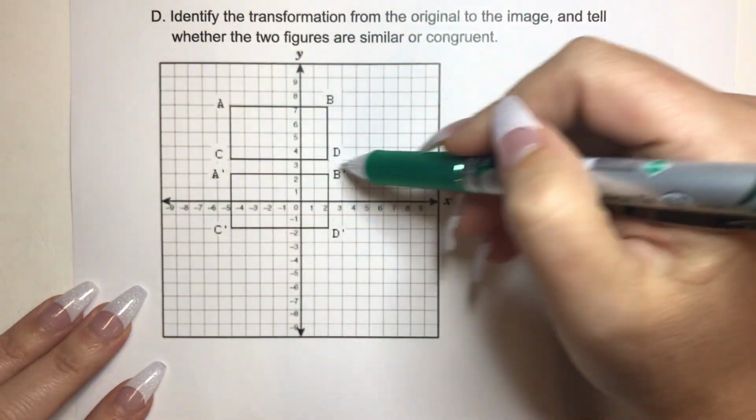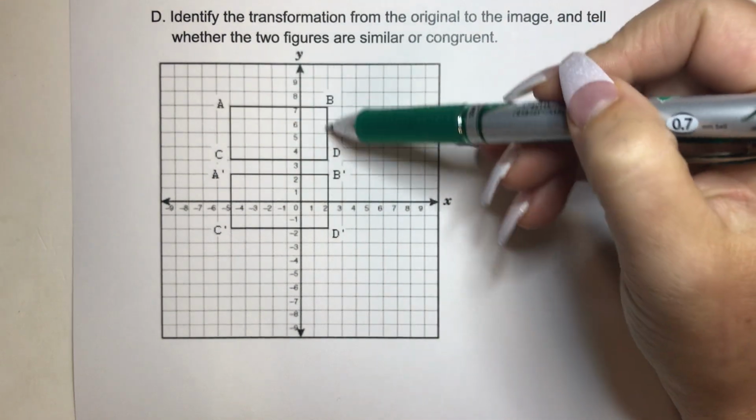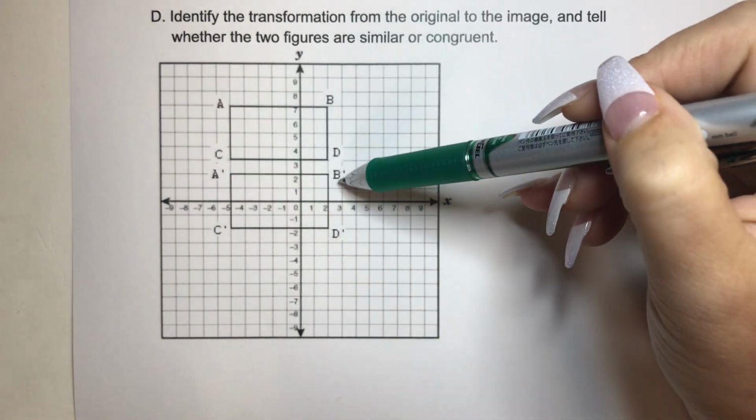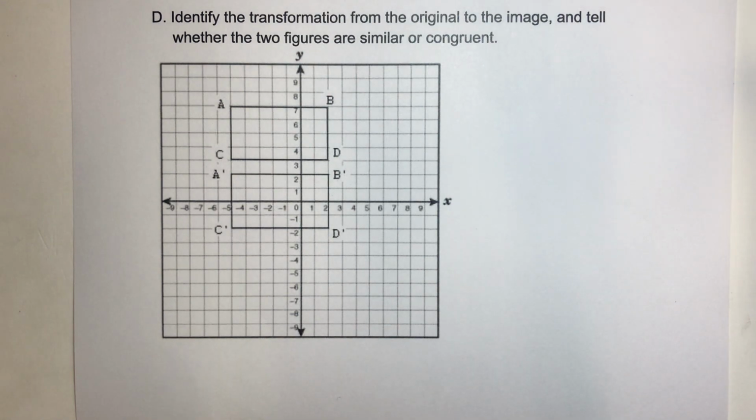We have A, B, C, D, or A, B, D, C. That would be the way to say it, A, B, D, C. And then we have A prime, B prime, D prime, C prime. Does it look like a translation, a reflection, or a rotation?